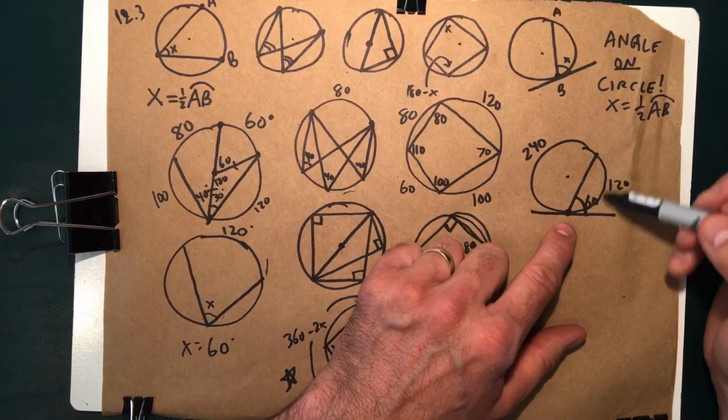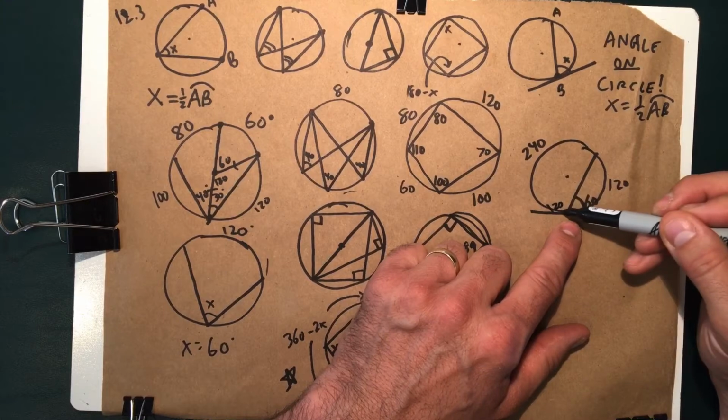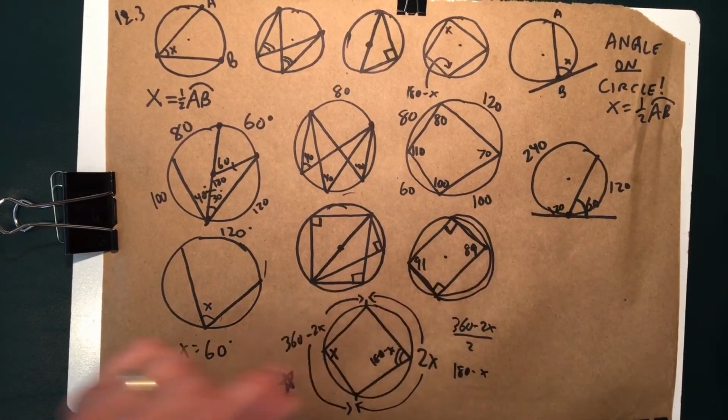You're like, well, did that really work? Well, yeah, check out the proof of this. If that's 60, isn't this linear pair here 120? And if this is 120, that opens up to 240. What do you know? It worked.